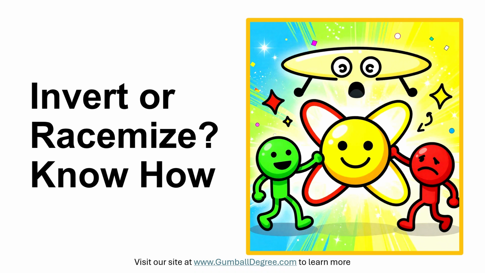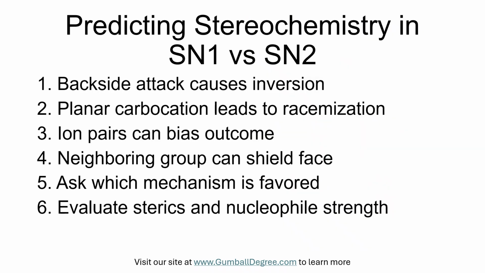SN2 causes inversion of configuration at the stereocenter, while SN1 gives racemization unless intimate ion pairs or neighboring group participation cause partial retention. Think of the carbon with 4 different groups like a small merry-go-round with a seat that you can push from the back and flip the rider around, which is what happens in SN2.